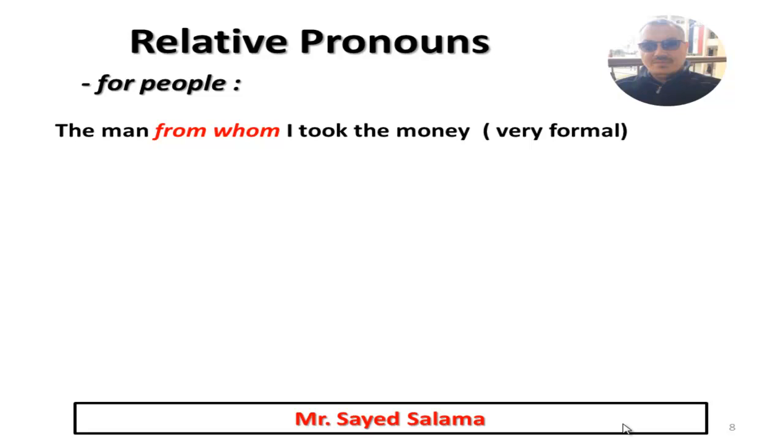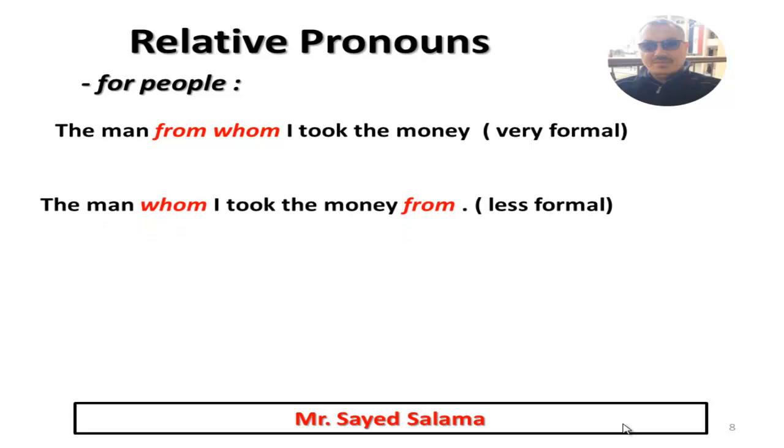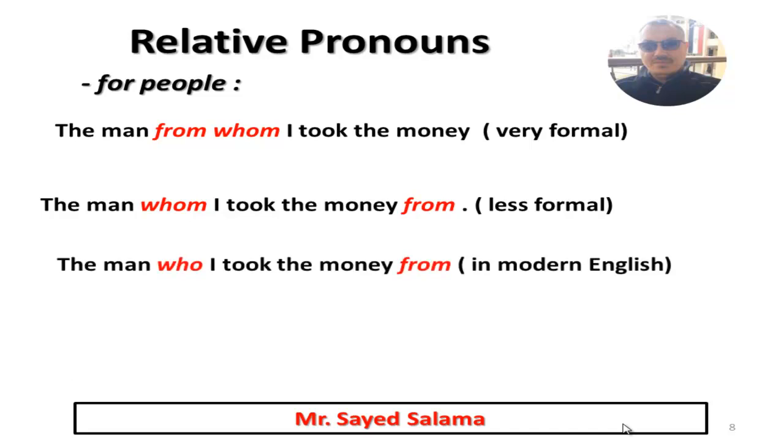In English, this is very formal. This is a formal language. You can also say the man whom I took the money from. You can write the preposition at the end of the sentence, but as you know, this is less formal. You can also say the man who I took the money from. You can find this in modern English.